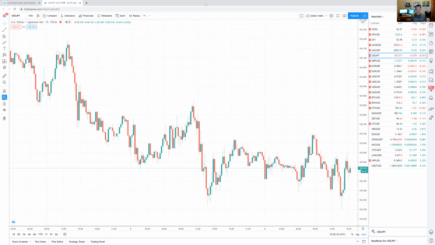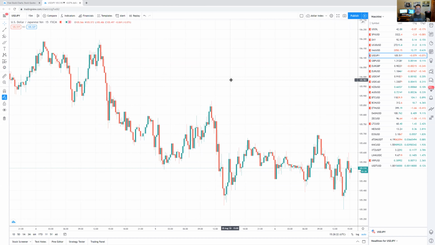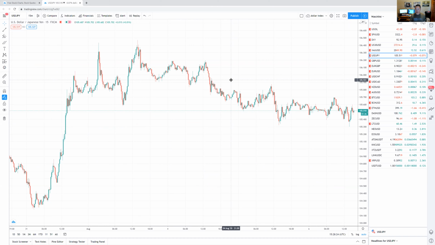On the 15-minute chart, you don't want to just look at what's happening right now, but you've got to get an overview, right? So you want to backtrack. I'm just going to cut straight to the point. If I was to get in on a 15-minute chart, I'm going to scalp UJ right now.